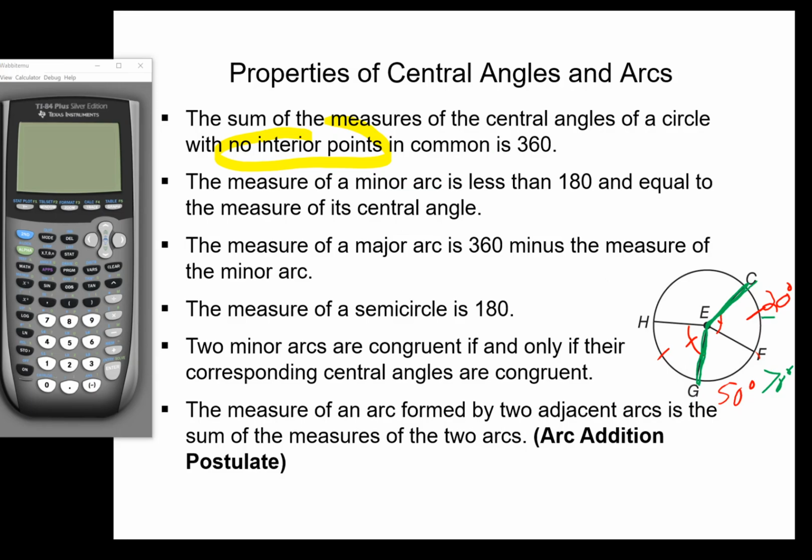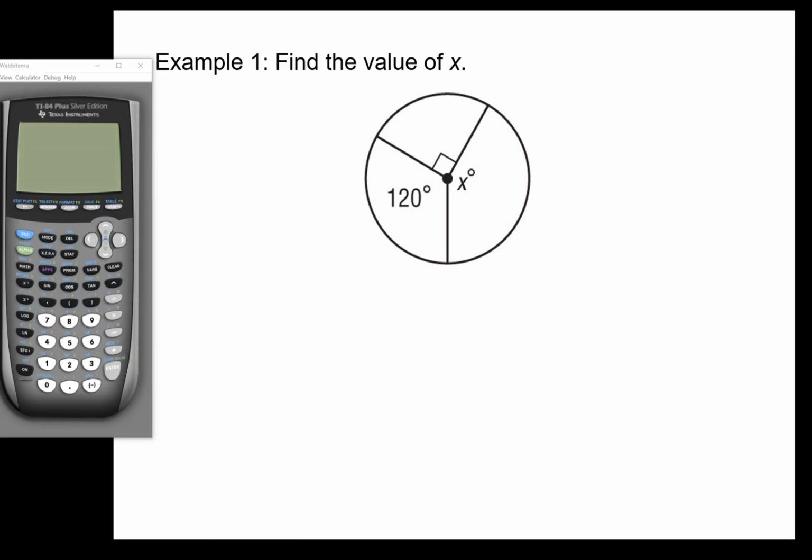The reason for that is if this is 20, then this angle here is also 20. If that's 50, that angle is also 50. So these two together equal 70. Therefore, they all are 70. Basically, all of our properties of angle addition also apply to arcs. So let's go through. Find the value of x.